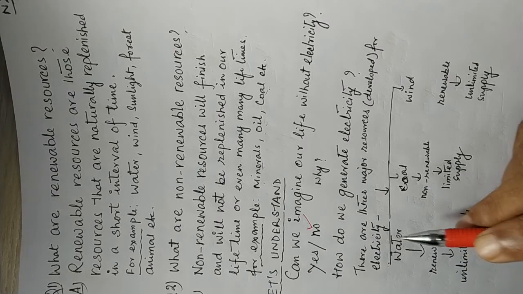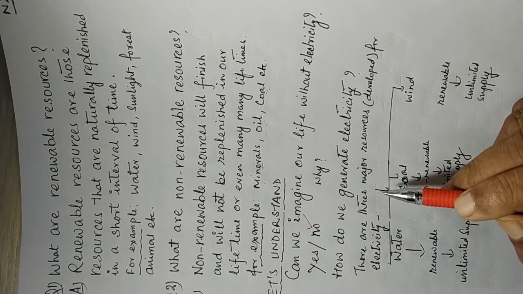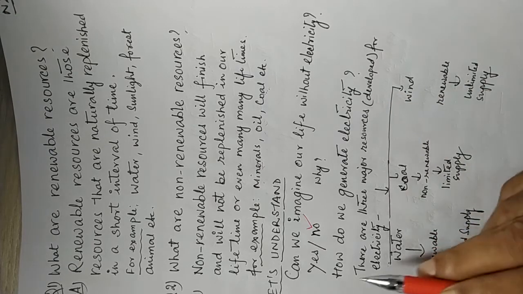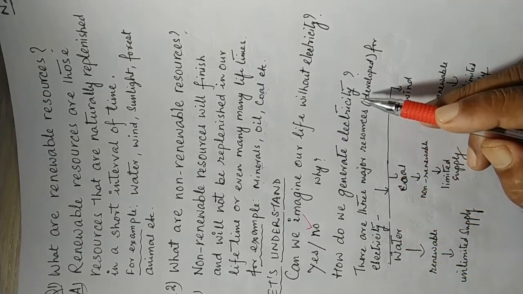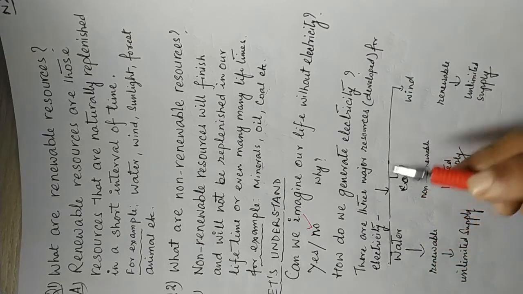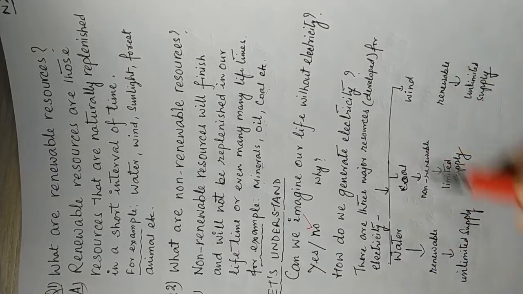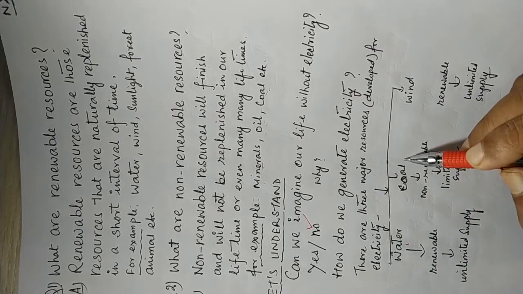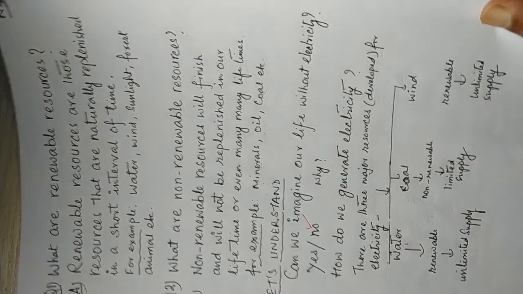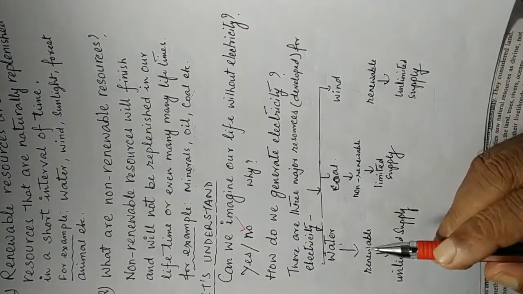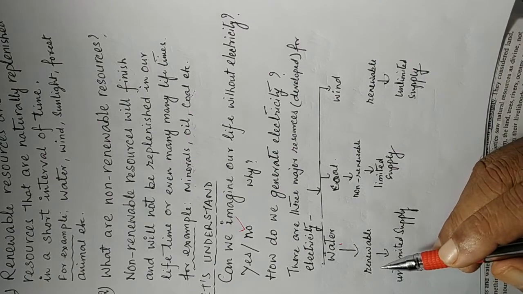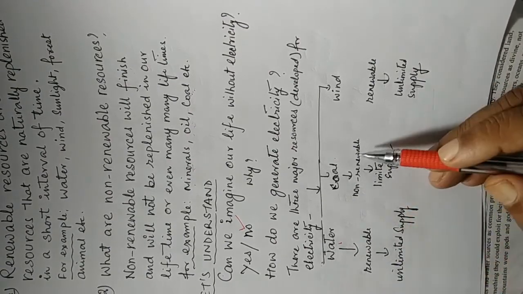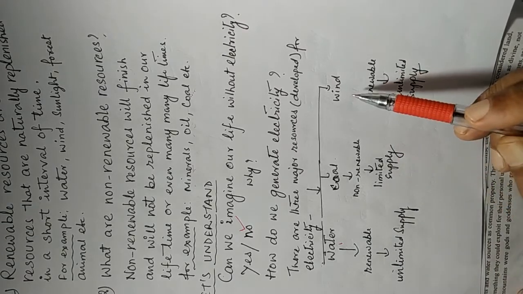Now, how do we generate electricity? That is the next question for you. There are three major resources for generating electricity. They are water, coal, and wind. This is very interesting. But there is a basic difference in these three resources. You will have to understand it.